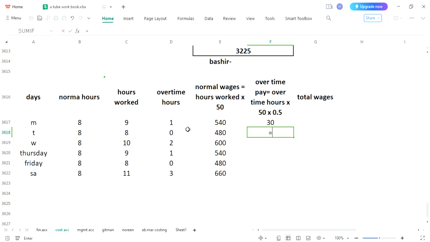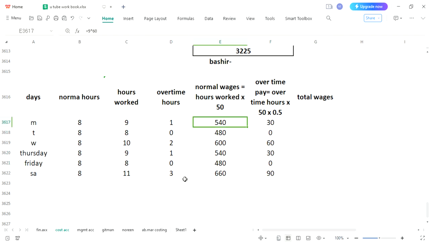Next day 0. Next day, 2 overtime hours multiplied by 60 per hour, and then you will multiply it with 0.5 to make it half. Next, working hours 1, multiply by 60 and multiply by 0.5 to make it half. Next 0, and on the last day, 3 extra overtime hours multiplied by 60 per hour and multiplied by 0.5 to make it half. Alright, all payments we have concluded, and now you can calculate your total wages as well.